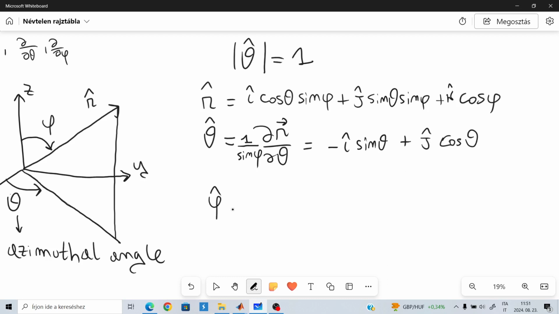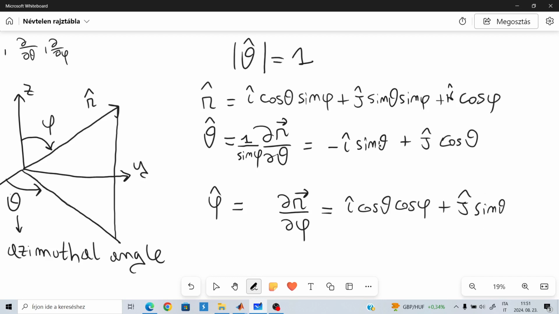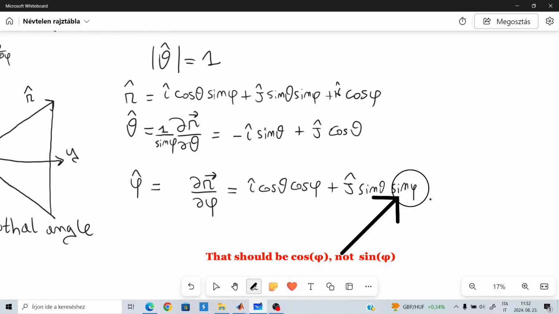Then we can calculate phi similarly. We take the partial derivative of r with respect to phi, and in this case one can show that this is already unit norm. If you calculate this partial derivative, you don't need to multiply by any factor to make it unit norm. So you have i cosine theta cosine phi plus j sine theta cosine phi, and finally you have minus k sine of phi.